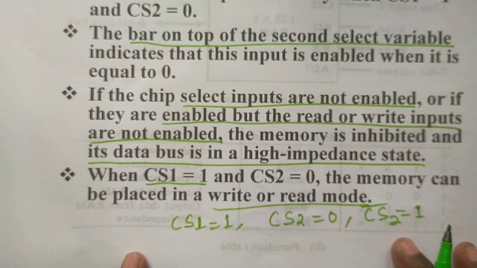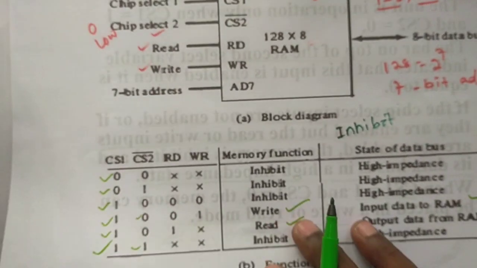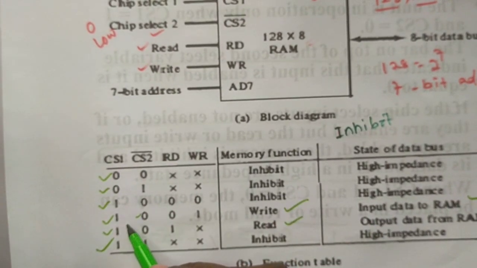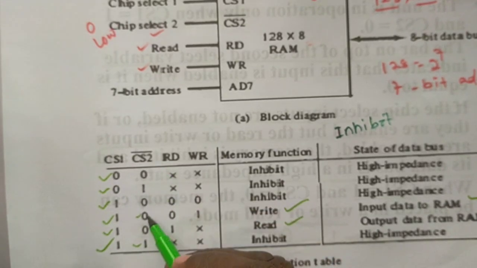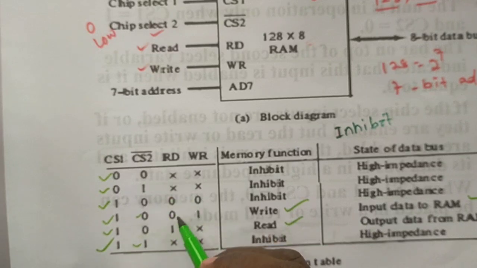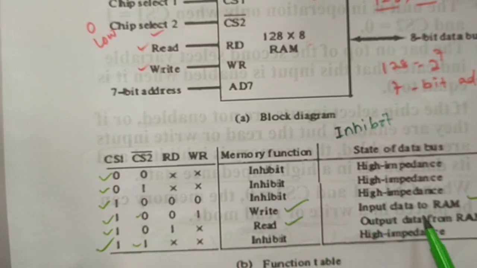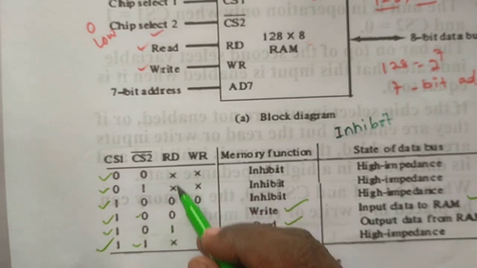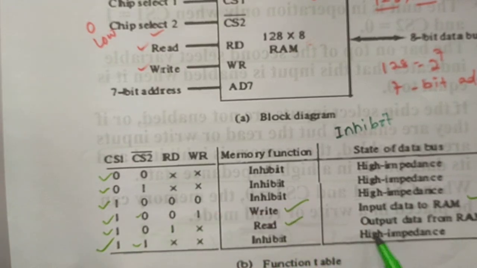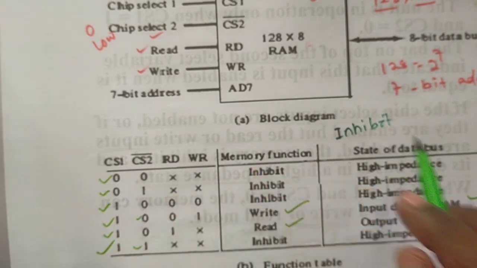CS1 enabled, CS2 enabled. Here you see, CS1 is 1, no problem. Here CS2 is 0, which means CS2 complement is 1. Both are 1. Read is 0, write is enabled. If write is enabled, then it is input data transfer to RAM. Same thing, it is 1, here is 1, read is enabled, so read data, that is output data from RAM. So we will consider the read operation in this way. This is the basic concept.